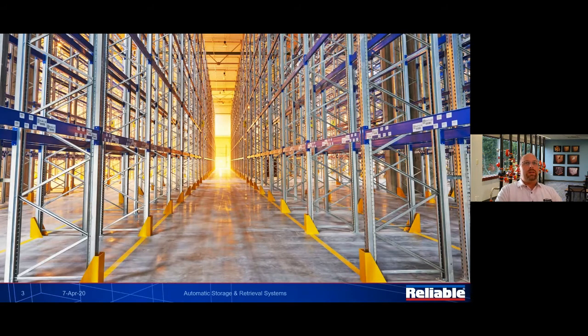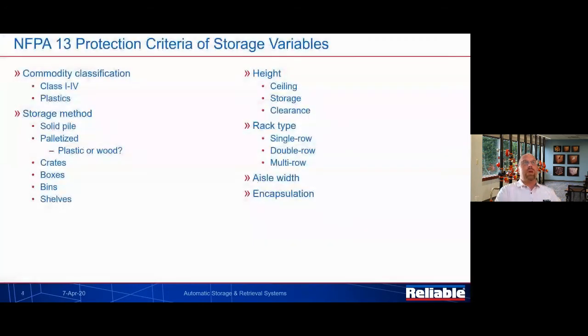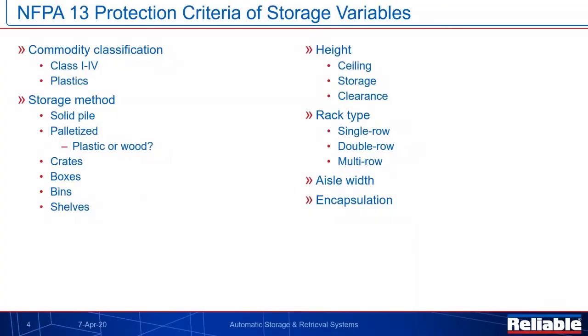To arrive at our design criteria, much information must be gathered in order to navigate the many chapters of storage that are found in NFPA 13. Some examples of the information that we're going to have to compile is the commodity classification, what is being stored, the storage method, how that commodity is being stored within the storage occupancy, the height, whether it's the ceiling height, the storage height, the clearance height, and how they all work together. The rack types, single row, double row, multiple row. What are aisle width considerations? And is the commodity going to be considered encapsulated? Those are all pieces of information that we can put together and probably do an estimation or a design of one of our systems pretty easily using NFPA 13.